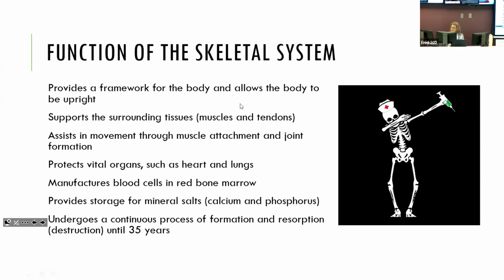So the function of the skeletal system, it keeps our body upright, supports the surrounding tissues, your muscles and your tendons, assists in movement through muscle attachment and joint formation. It protects your vital organs like your heart and your lungs. Manufactures red blood cells in red bone marrow. That's important. Provides storage for mineral salts such as calcium and phosphorus. And it continuously processes reabsorption and destruction of bones until you're about 35 years old, and then it starts to deteriorate.